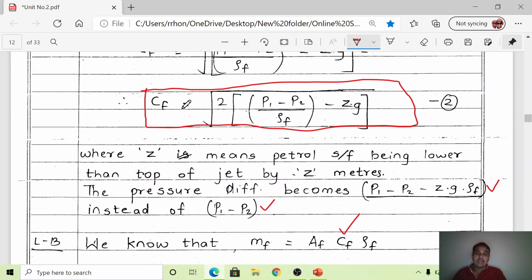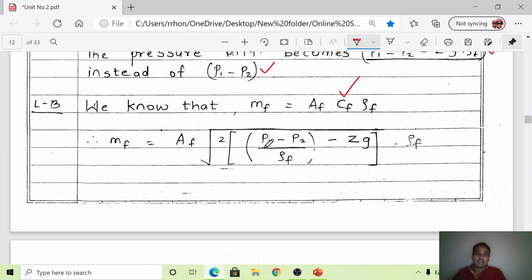So CF value, we have put this value in this equation and rewrite the equation, and the equation becomes: mass of fuel is equal to AF into under root of 2 in bracket (P1 minus P2) by rho F minus ZG bracket close, and the term is multiplied by density of fuel, that is rho F. So these two terms are written as it is.